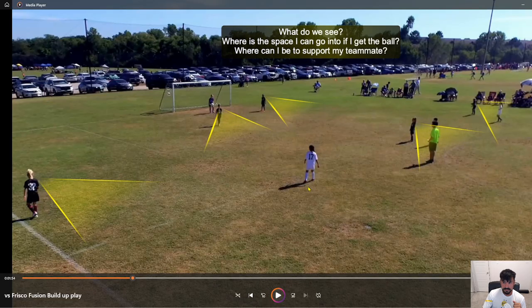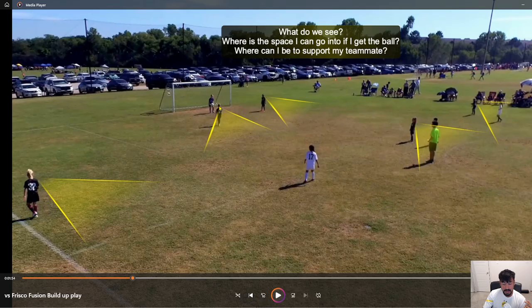So what do we see? Where's the space I can go into if I get the ball? Where can I support my teammate? Right? So again, none of us have peeked. We're all locked into the ball, though I believe Melanie is peeking if I'm not mistaken. At least she knows where, and this is why I believe she made a great decision in taking the 1v1 and creating her own space and then giving it to the outside, to the number 7. So this helps tremendously because we want to know where we're going. We want to know what we're up against, right?